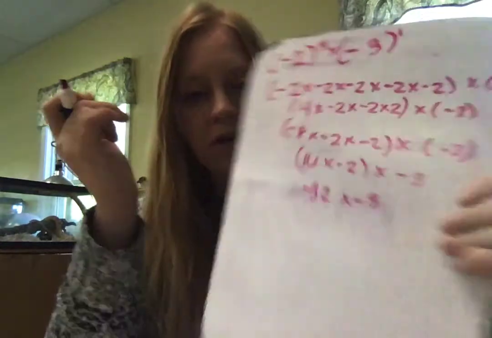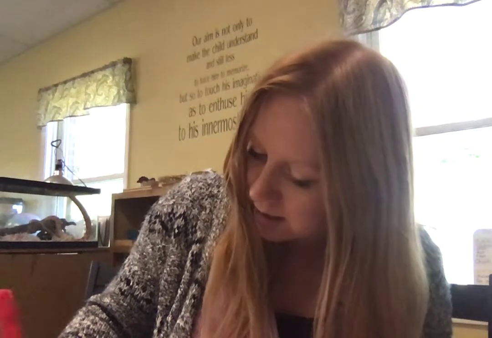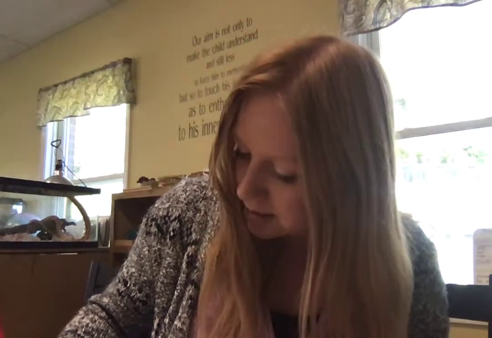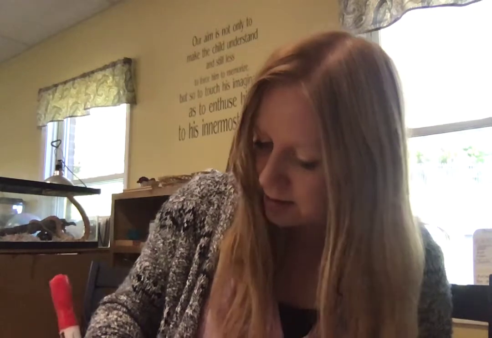I'm going to have to do that work. Negative 32, so we have a negative times a negative. That's going to give me a positive. 3 times 2 is 6. I get 96 as my answer.